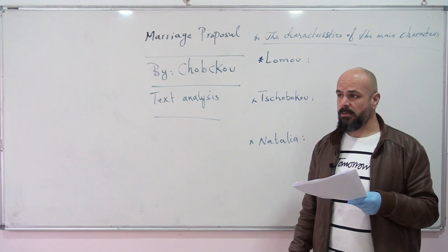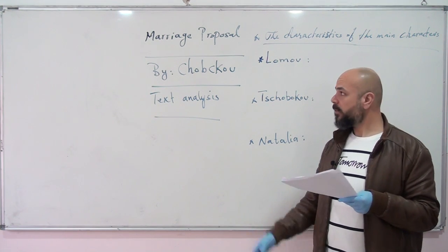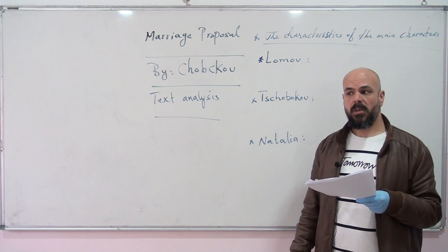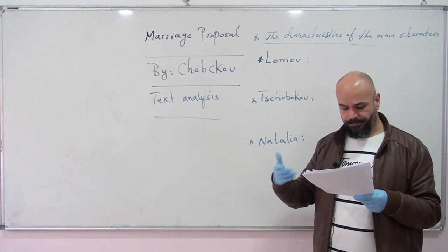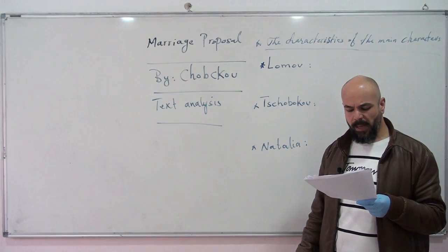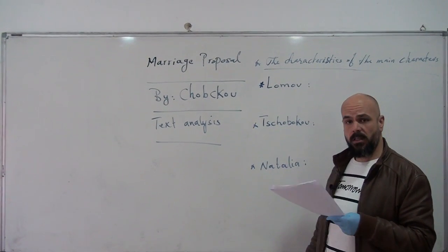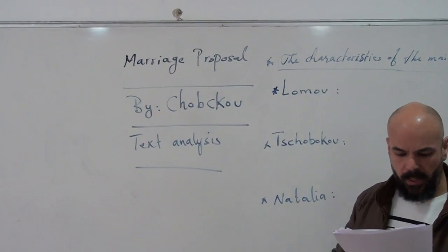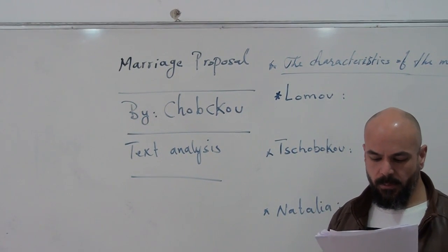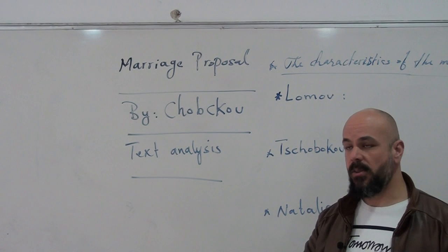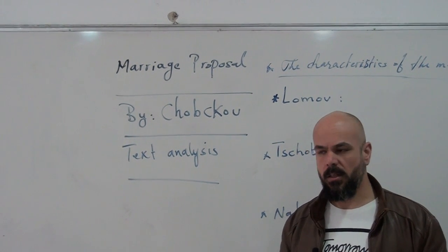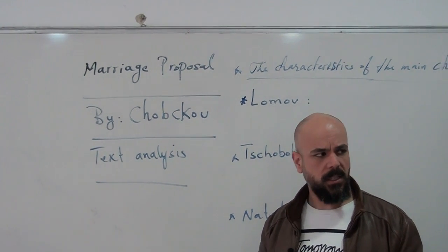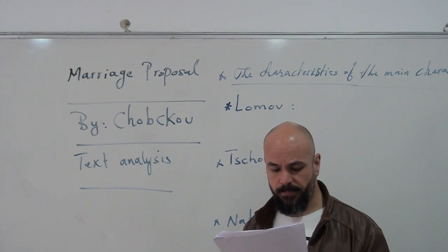I mean, as readers, should we believe Chubukov, that he could have accepted Lomov as his son, or was he a big liar? We've no idea. The point is, Chubukov at first suspects that Lomov has come to borrow money. This is the first monologue by Chubukov. He said, oh, I think he's coming for money. I'm not going to give him any. This is what he thought at that time, but Lomov is coming for something different.